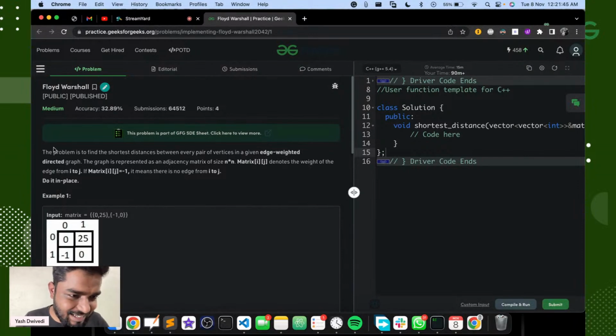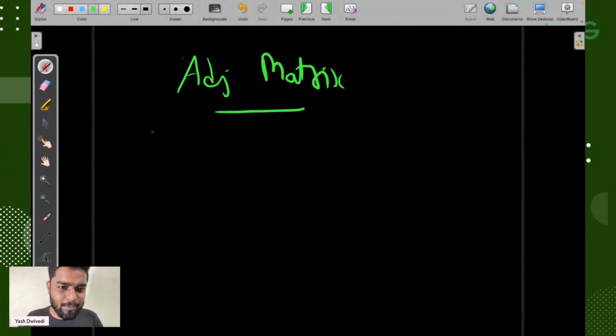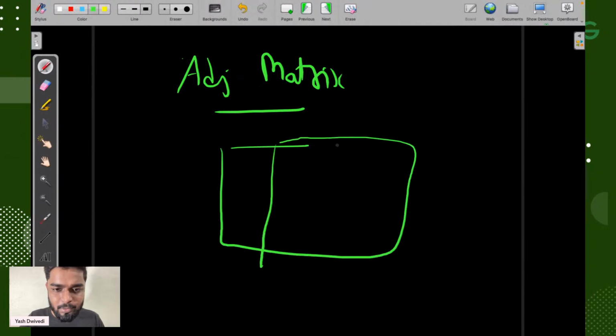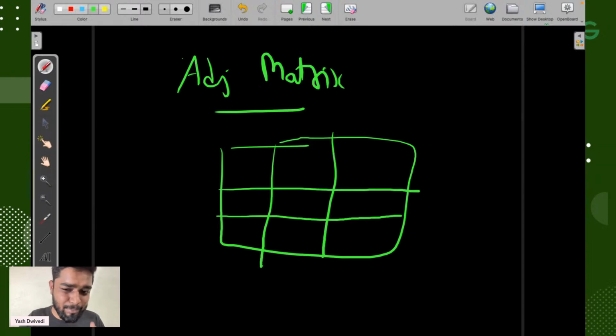So it says that the problem is to find the shortest path between every pair of vertices. Basically they are saying that suppose we have a particular grid, a particular matrix like this. Suppose I'm drawing it like this here. I'm not using my board, so it is a little bit uncomfortable, so please bear with that. Now this is 1, 2, right?